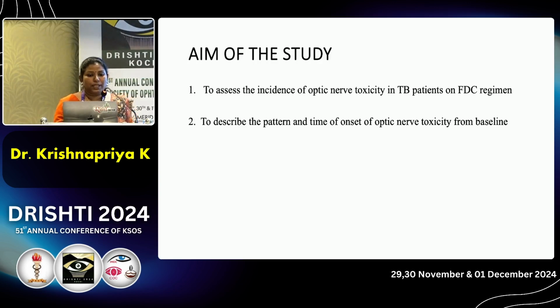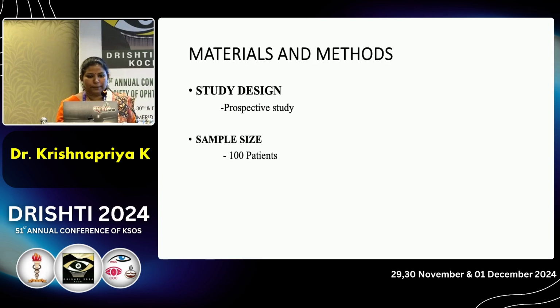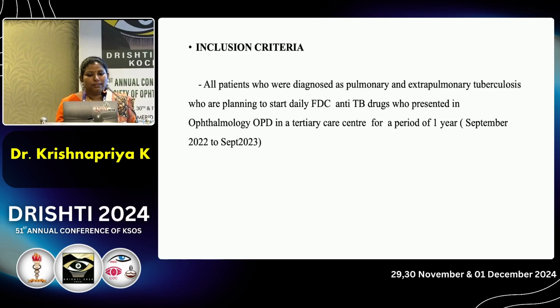So the aim was to assess the incidence of optic nerve toxicity in TB patients on an FDC regimen and to describe the pattern and time of onset of optic nerve toxicity from the baseline. The study design was a prospective study with a sample size of 100 patients. All patients who were diagnosed with pulmonary and extrapulmonary tuberculosis and who were planning to start daily FDC and who presented to the OPD in a tertiary center for a period of 1 year.